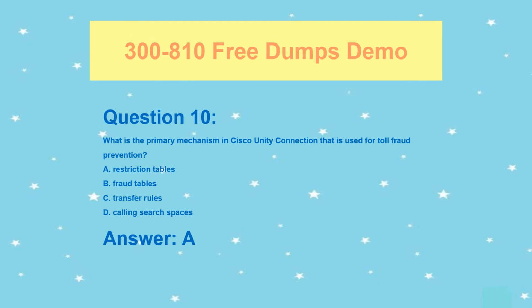Question 10. What is the primary mechanism in Cisco Unity Connection that is used for toll fraud prevention? A. Restriction tables. B. Fraud tables. C. Transfer rules. D. Calling search spaces. Answer: A.